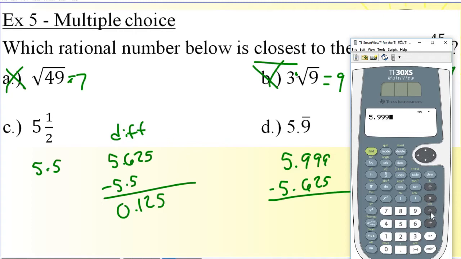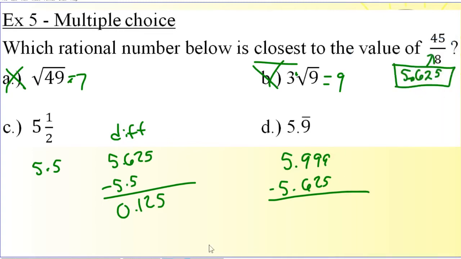5.999 minus 5.625 equals 0.374. Well, this 0.3 is bigger than 0.1, which means these are farther away. There is a bigger difference here. So this difference is bigger, which means it's farther away. Which rational number below is closest to that? Letter C. 5.5 was pretty close to this 45/8, which was 5.625.